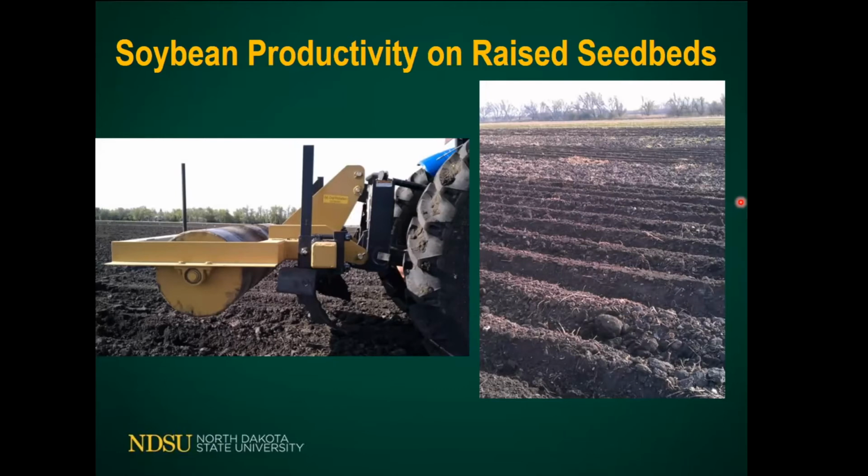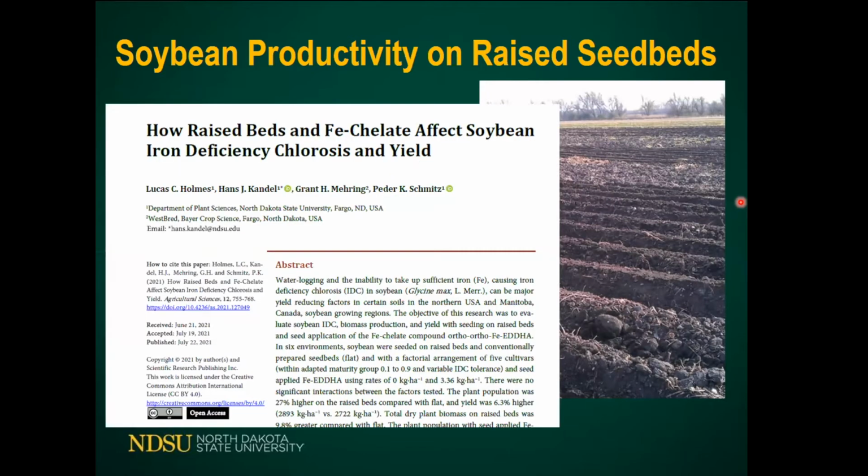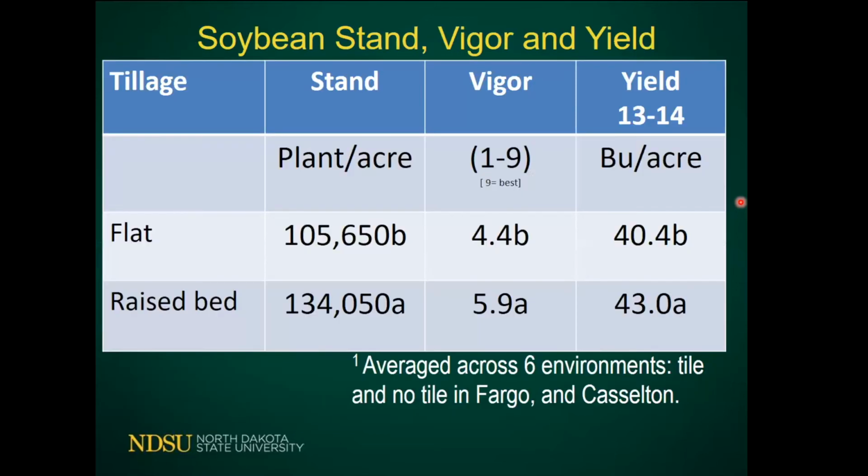So we did an experiment and we reported recently on this one. So I'm just going to give you the highlights, and the highlights are flat land, so no ridges, and raised beds where we just made the ridges. And if you can look here, you can see that the yield is indicated, soybean yield at the end.